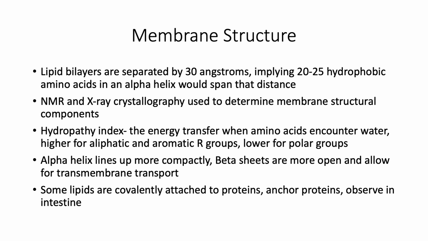You can determine structural components with nuclear magnetic resonance and X-ray crystallography. We refer to a hydropathy index, which is the energy transfer that occurs when amino acids encounter water, which is higher for aliphatic and aromatic R groups, and then lower for polar groups. Easier to get that energy transfer when you've got a polar amino acid. Alpha helices line up more compactly given the structure of the alpha helix, and the beta sheets, which are in parallel open arrangement, allow more for transmembrane transport.